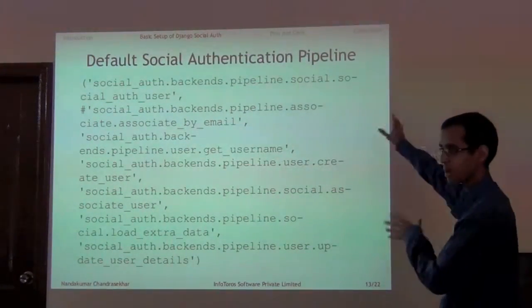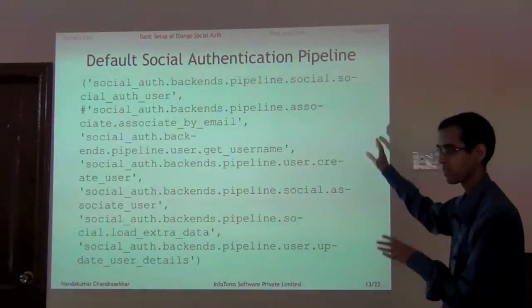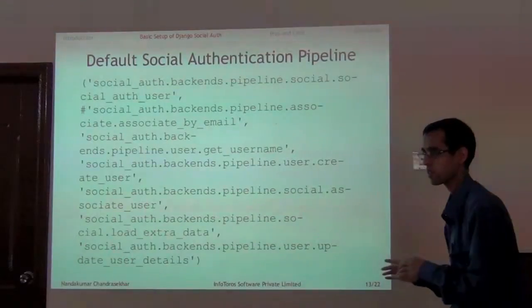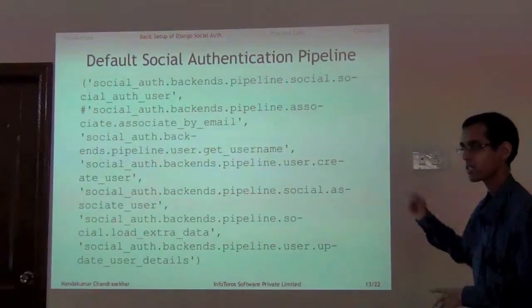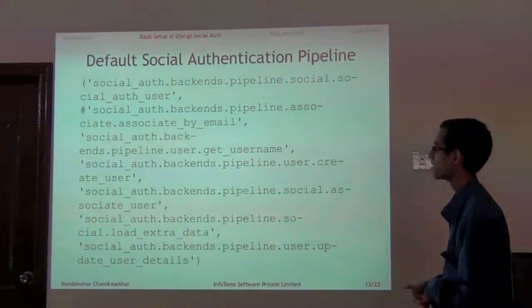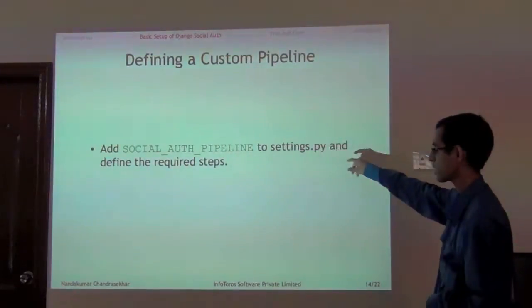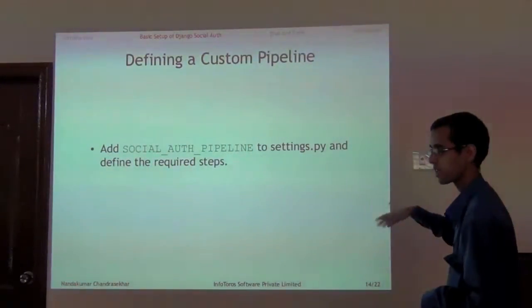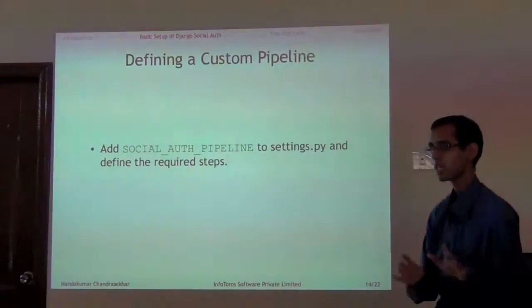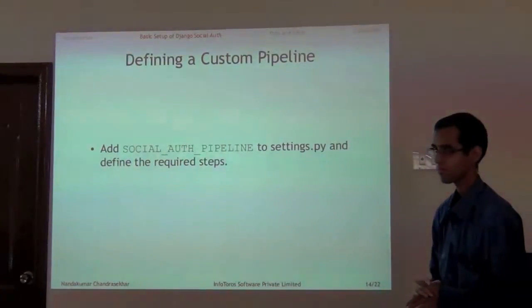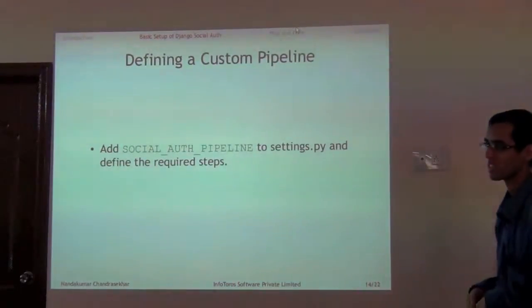So if you are happy with this setup and you are not going to do any extra processing, you don't have to define this. If you want to override this, you have to specify social auth pipeline, which equals the tuple of steps that you want. You just define this in your settings. If this is not defined, it takes the default. So you don't have to define it if you're not doing anything special.